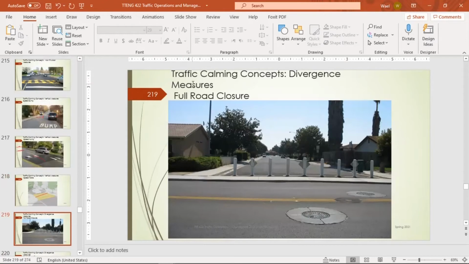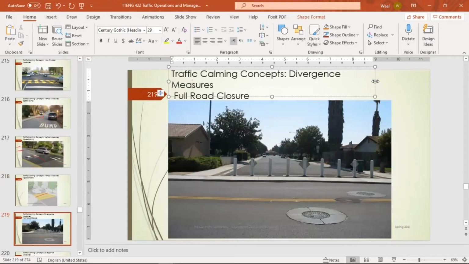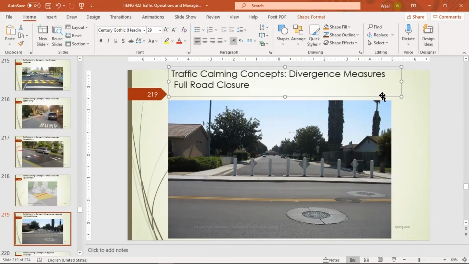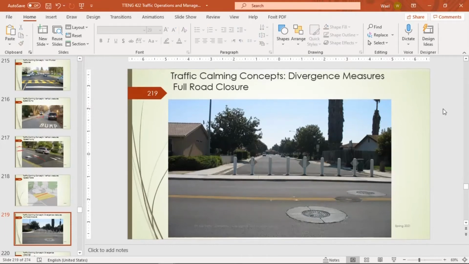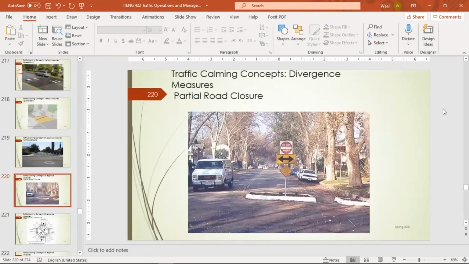Now with the divergence measures. These are the measures that force traffic to diverge. So this is basically intended to cut the through traffic. In this case, that's full closure. This is partial closure. That means vehicles can exit from here, but no vehicles can enter from here. This is an exit only lane.